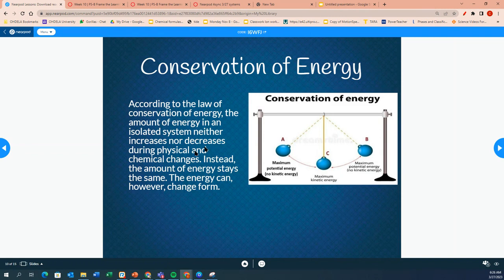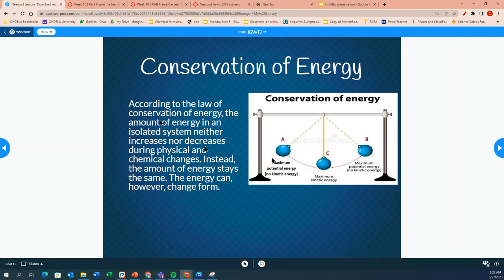So heat and energy stay in the system, as well as the matter. So in an isolated system, energy neither increases nor decreases during physical and chemical changes. Instead, the amount of energy stays the same. The energy can, however, change form.